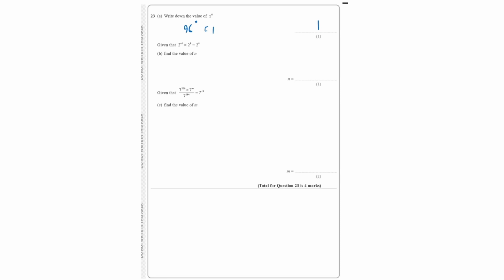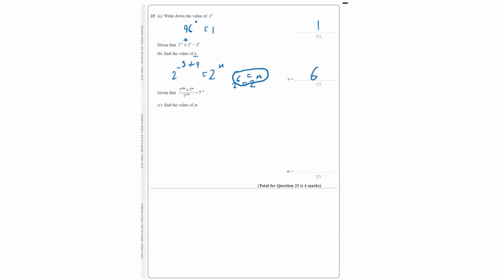Given that 2 to the power of negative 3 times 2 to the power of 9 is equal to 2 to the power of n, find the value of n. So when multiplying powers, we simply add them. So 2 to the power of negative 3 times 2 to the power of 9 is the same as 2 to the power of negative 3 plus 9, which should give us 2 to the power of n. That means negative 3 plus 9, which is 6, is equal to n. And since we only have to find n, we simply write the power, which is 6.